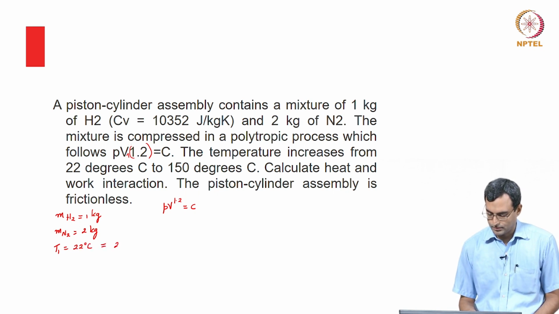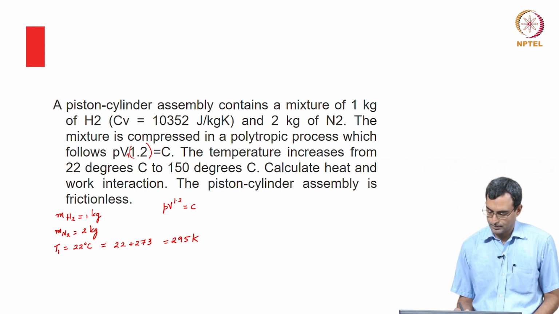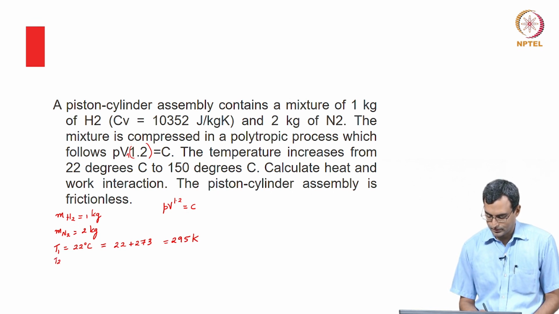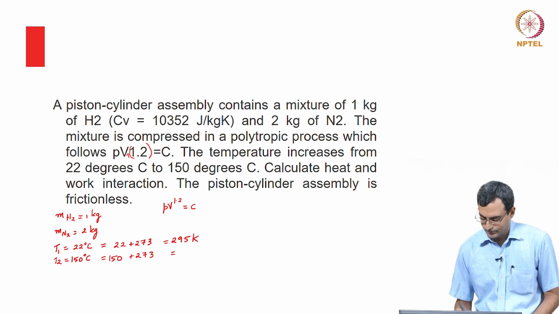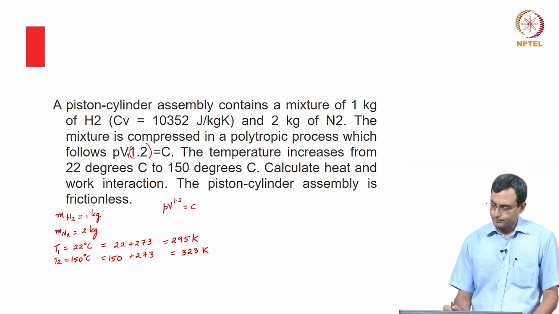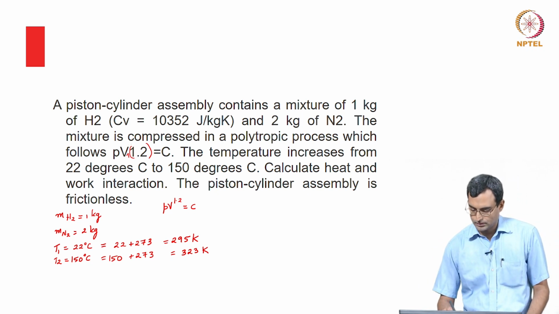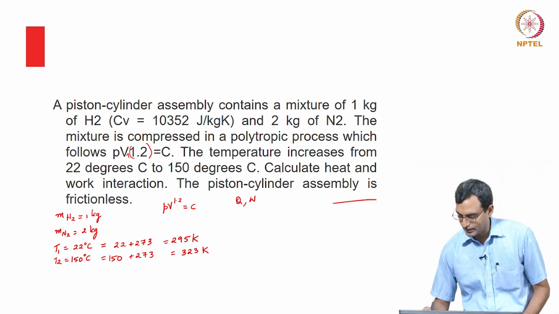So, I am going to add 273 to it, which gives me 295 Kelvin, and the final temperature is 150 degrees centigrade, which gives me 323 Kelvin. We are asked to find out Q and W, assuming that the piston cylinder assembly is frictionless.